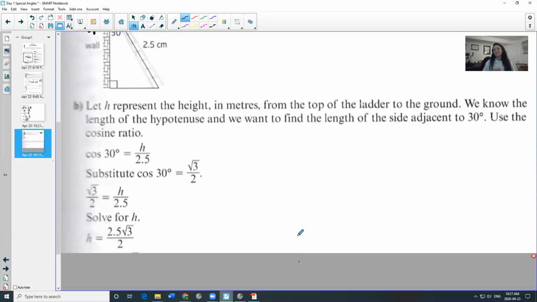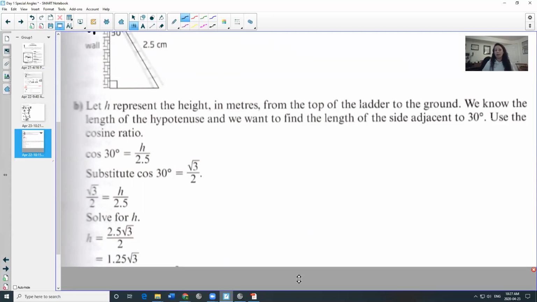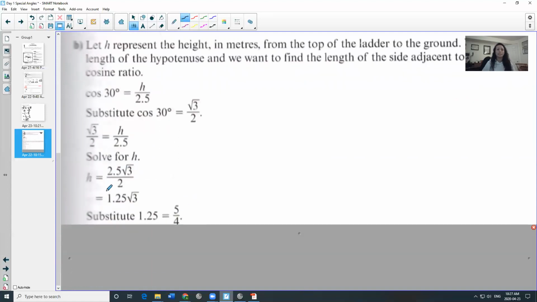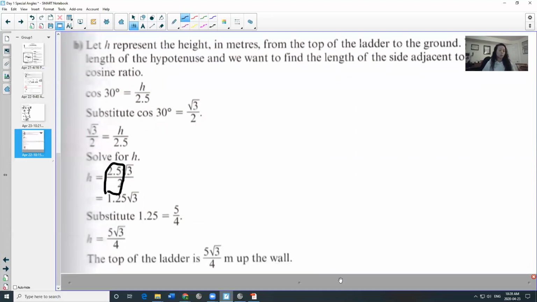Now, we want exact values. We do not want decimals. This one happens to have a decimal, so you need to find a way to turn that into a non-decimal. Look at the fraction portion. 2.5/2, that's the same as 5/4. Find an equivalent fraction. So we're going to replace this part with 5/4, and you should end up with 5√3/4. And that is the most accurate, exact answer you will get for this particular trig question.